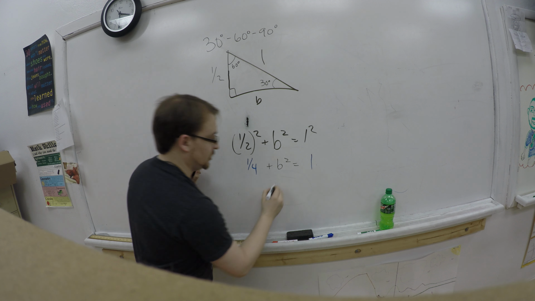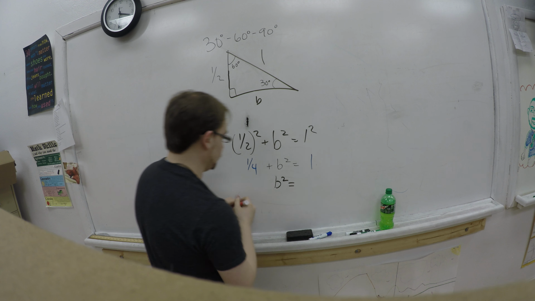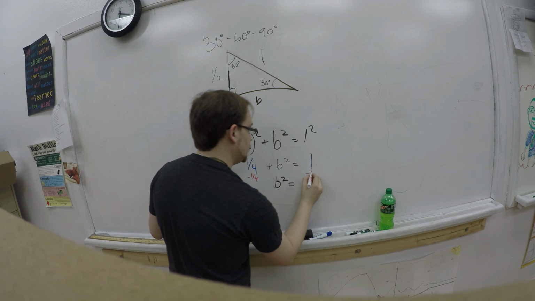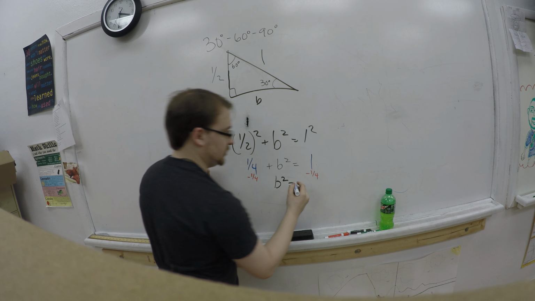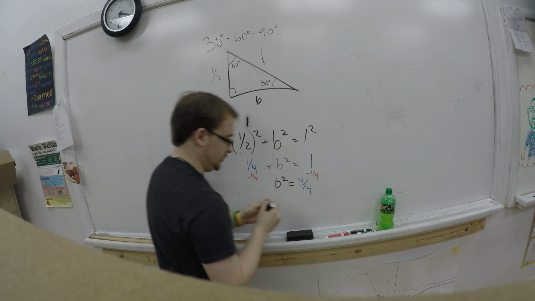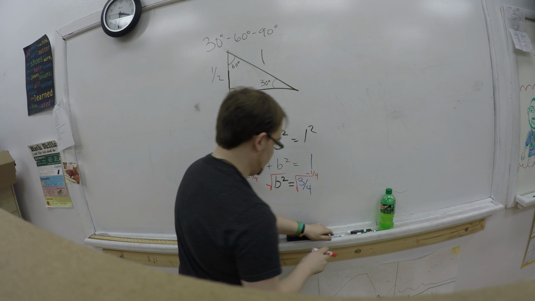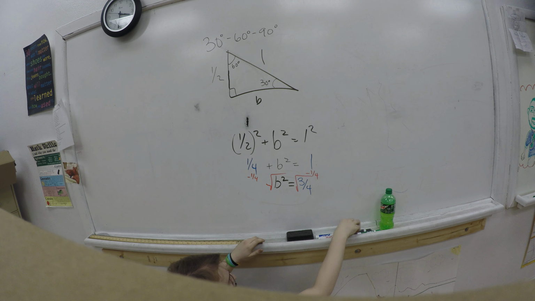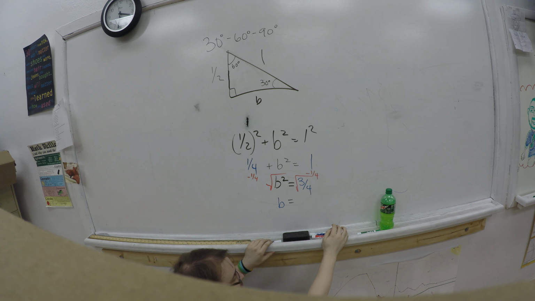Okay. Then we solve. To get b squared on its own, the first thing we need to do is get rid of this guy. Subtract 1/4 from both sides. We're left with 3/4 on this side. B squared equals 3/4, but we want to know b. To get b on its own, we have to take the square root of both sides. B squared, with square root over the top, is just b, equals the square root of 3 over 4.